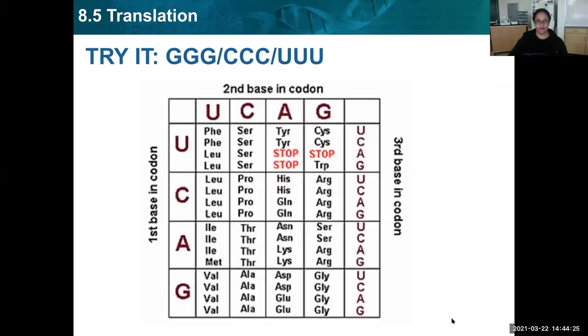So try it. I want you to interpret GGG, CCC, and UUU. Let's see how you do. You got your first base on the left, second base on the top, third base on the right. And these are the kind of questions you're going to see in your attendance quizzes this week, as well as on your test or on your quiz, and then on your big test in a couple weeks. So you take them 3 at a time, which is why we always separate them by 3s. G, G, and G. C, C, and C. And U, U, and U.